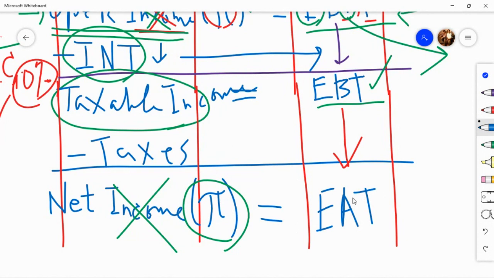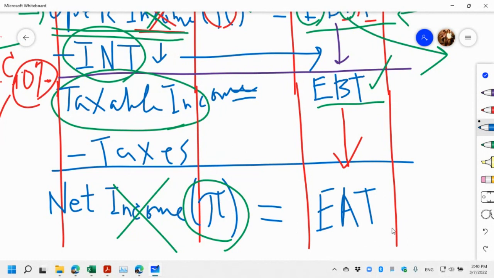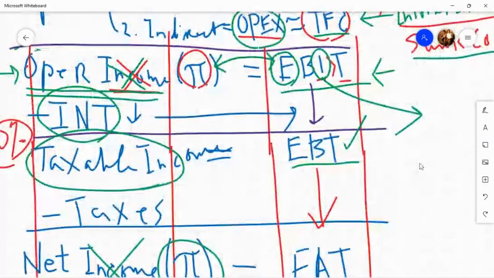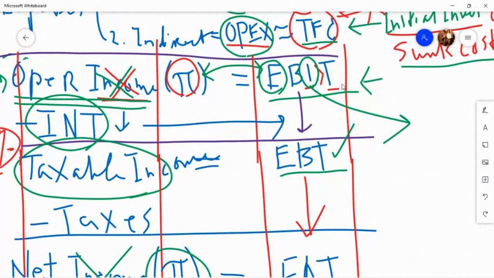Now, think about it. The word itself is explaining it fully. EBIT, earnings before interest and taxes. From the name, the name says it all. What should come next is the interest. And then after paying interest, what should it be called? EBT, earnings before taxes, because interest dropped out by paying interest. The name says it all.